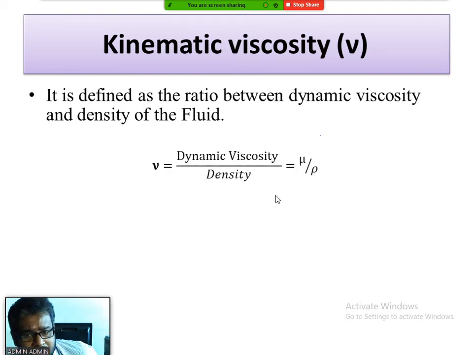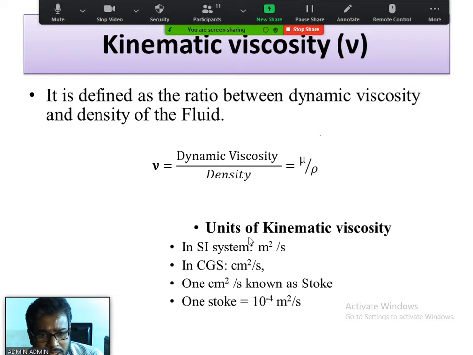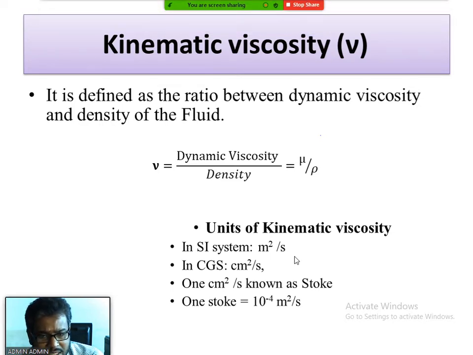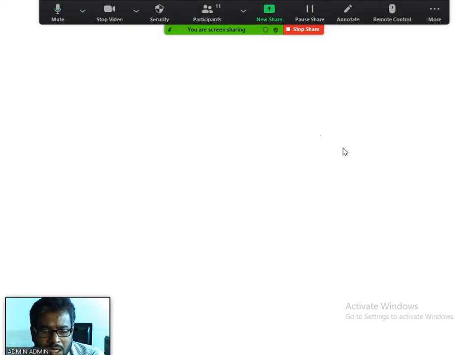Kinematic viscosity means dynamic viscosity upon the density, that is mu upon rho. So its unit in the SI system is meter square per second, and in the CGS system centimeter square per second. 1 centimeter square per second is also known as a stokes, and 1 stokes is 10 raised to minus 4 meter square per second. In this way we can find the kinematic viscosity.